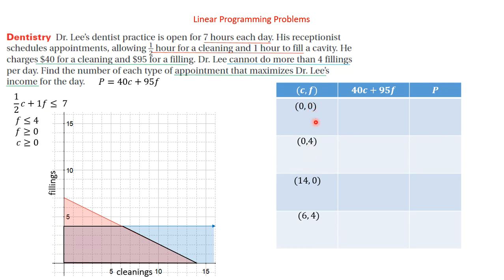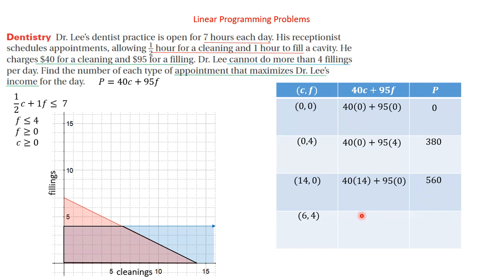Now we can plug them in. Plug in 0, 0. Well, we're going to get 0. If you don't work, you don't get paid. Plug in 0, 4. 40 times 0 is 0. 95 times 4 is 380. Plug in 14, 0. So 40 times 14 plus 95 times 0. 40 times 14 is 560. So I'd rather do all cleanings than all fillings.